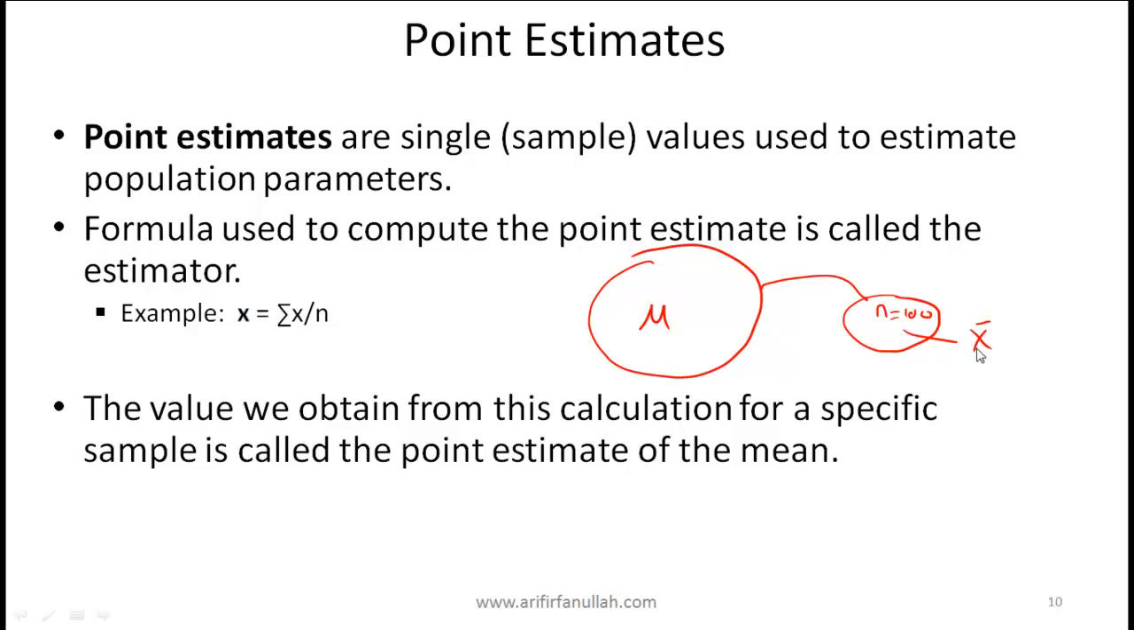Now how do we come up with x bar? So that's this formula. So x bar is the summation from i equals 1 to n. So if n is 100, i is equal to 1 to 100 of xi, the whole thing divided by n. So this is simply a fancy way of writing the mean of all these 100 values. The value we obtain from this calculation for a specific sample is the point estimate of the mean.